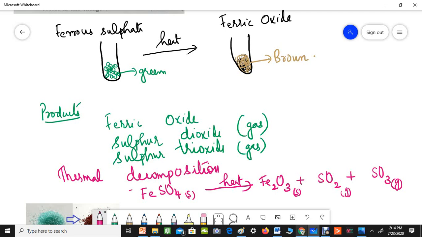Now you need to balance this equation. I'm just putting 2 over here because on the reactant side we have 2 Fe. So 2 FeSO4, you will get the products Fe2O3, SO2 and SO3.